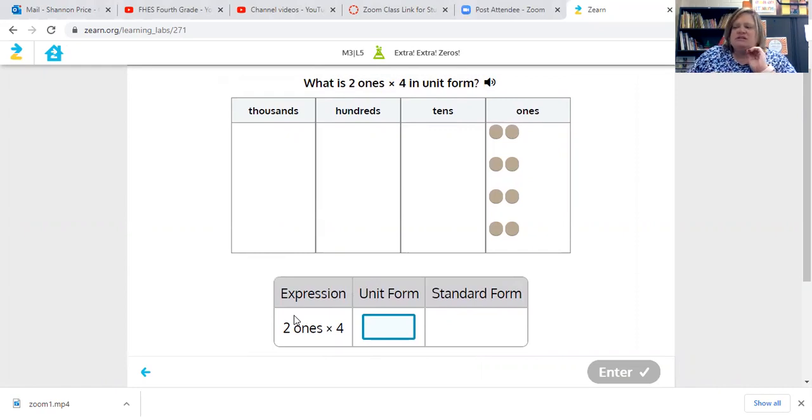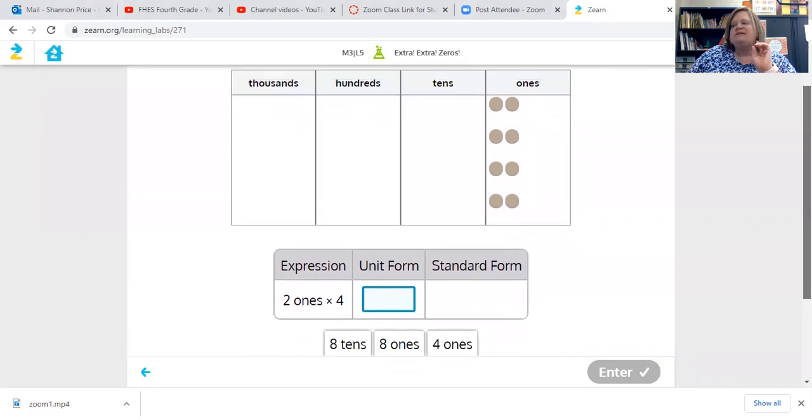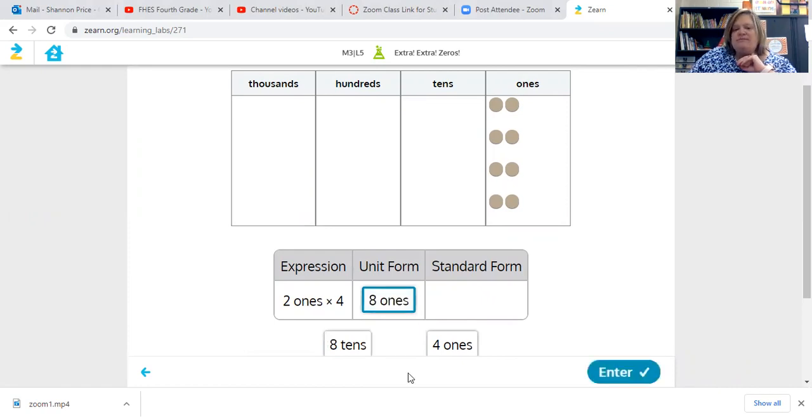Now, Dr. Price is thinking this is right. Let's see. Oh, it gives me one down here because that's what I thought. So if I know my multiplication tables, I know that 2 times 4 is 8. And the unit is a 1, so we're not going to change that unit. It's going to stay 8 ones.